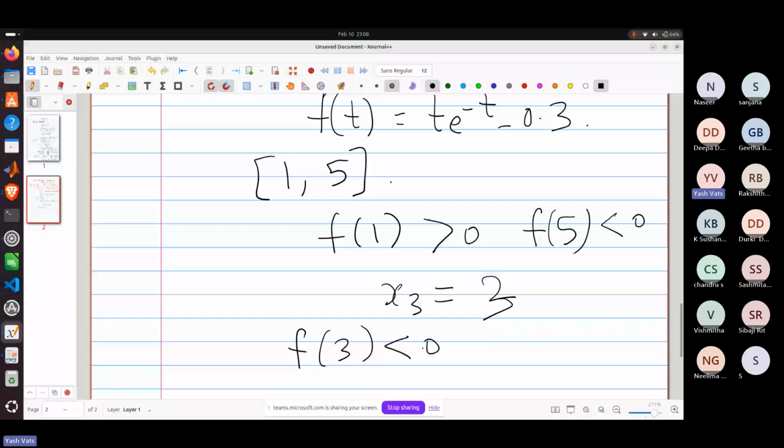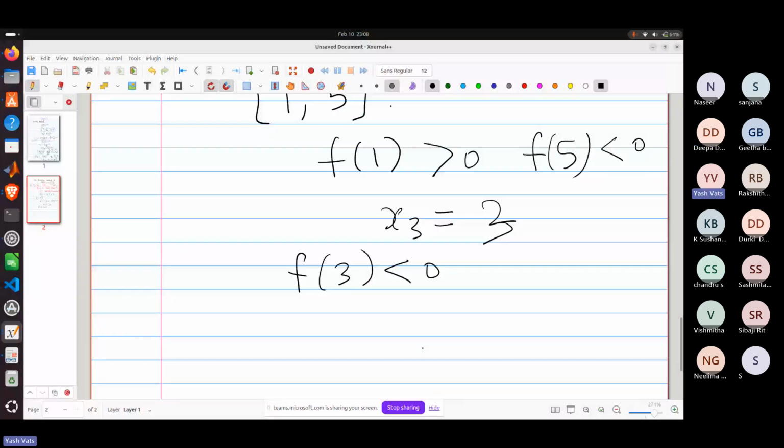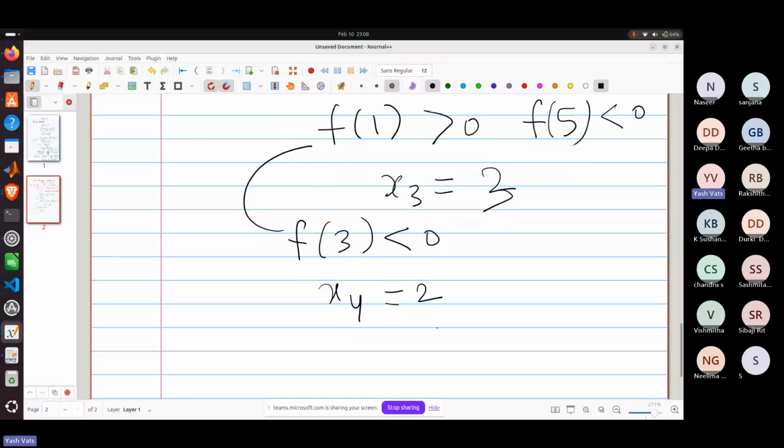So it would be f1, f3, and you have to calculate at 2. Okay, so what is x4 then? So you combine these things. And x4 is just (1 plus 3) by 2, which is 4 by 2, which is 2. And what is f2?